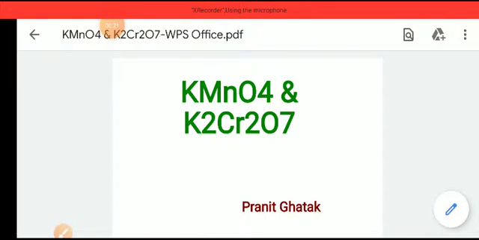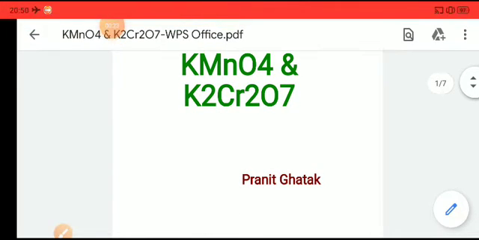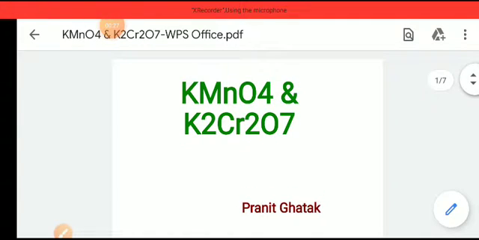So let's begin. As you all can see from the heading, today's topic will be KMnO4 and K2Cr2O7, that is potassium permanganate and potassium dichromate.